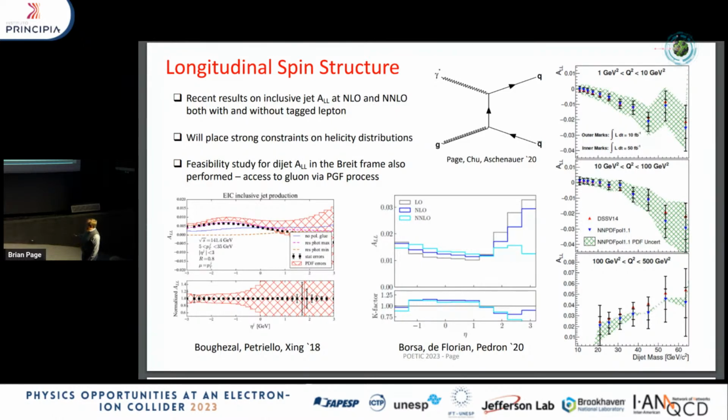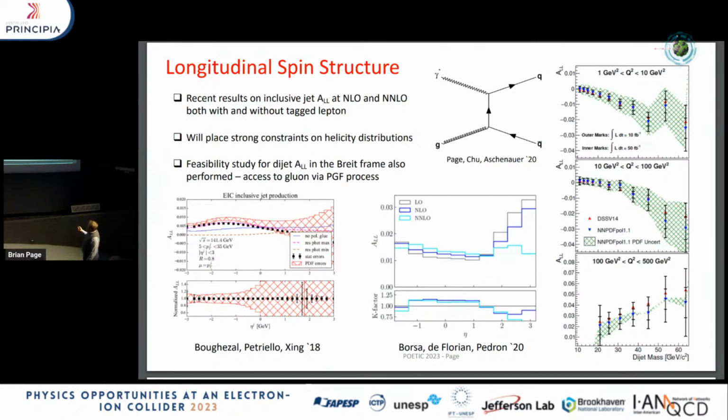But it's also important to look at different probes of this for systematic reasons, for just consistency checks, etc. And one of the things we can access this with is both inclusive and dijet asymmetry measurements. So we see here a couple of recent calculations of what the double spin asymmetry for inclusive jets should look like up to next-to-leading order.